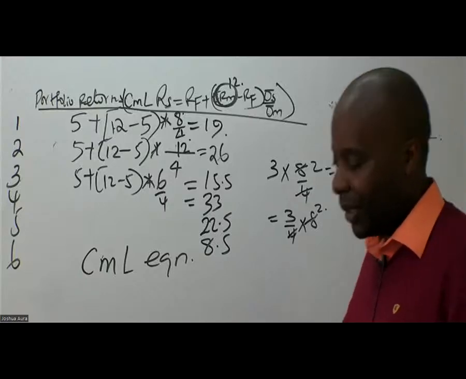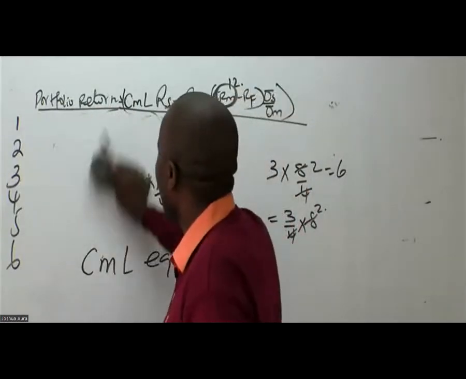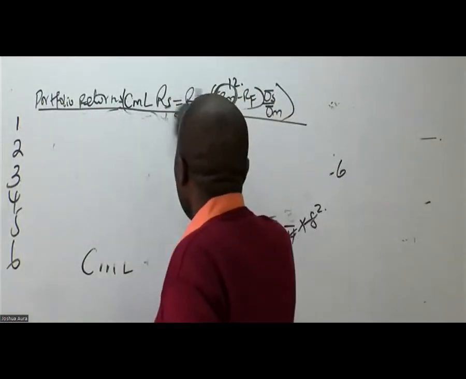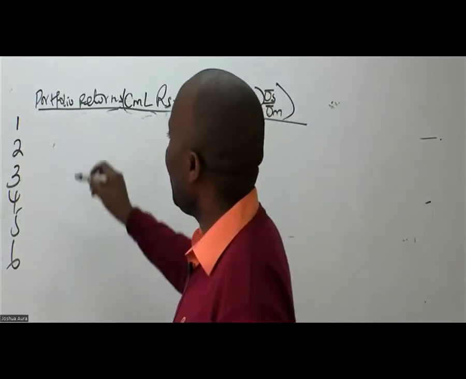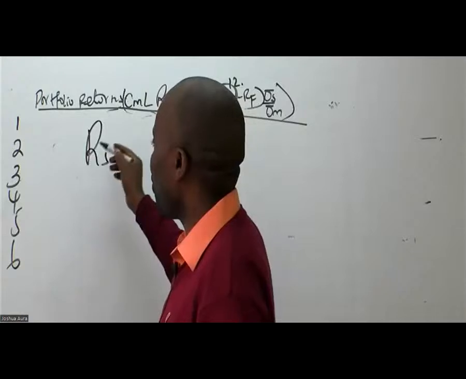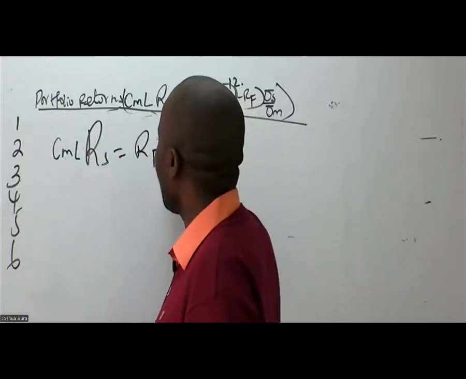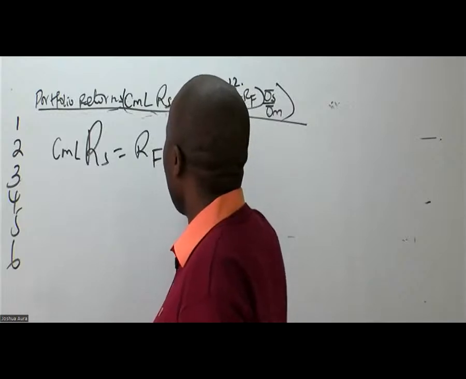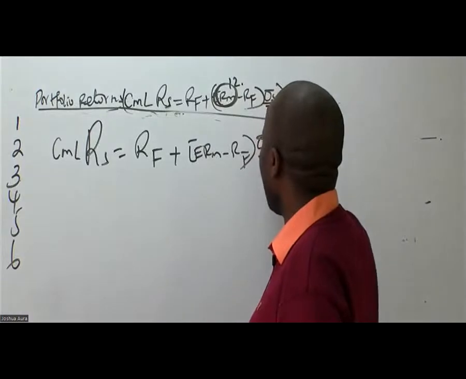Listen, ladies and gentlemen, listen to me very well. We are saying something very important here: they want us to give them the returns of a portfolio of securities using this CML. And we are saying that this CML will be the risk-free rate, plus ERM minus risk-free, multiplied by the respective standard deviations.